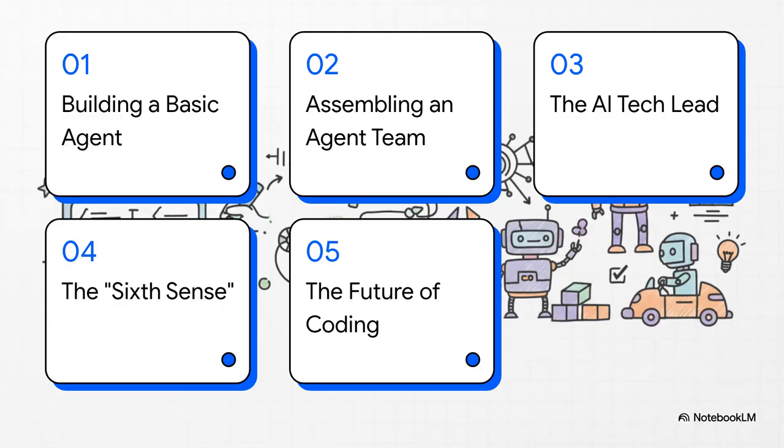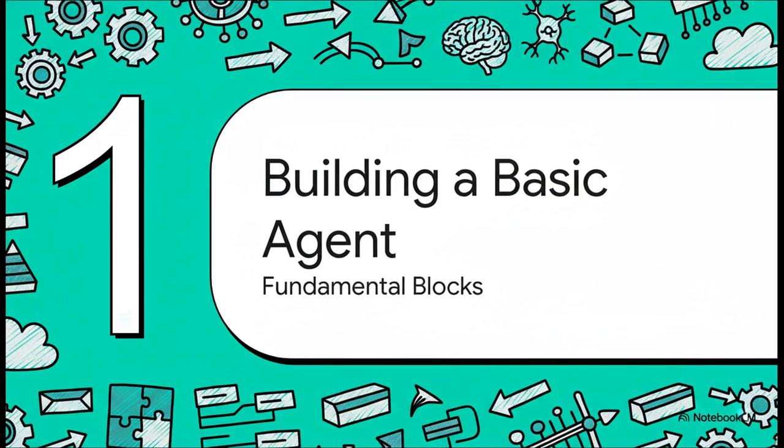Okay, so here's our roadmap for this explainer. We're going to start with the basics, building a simple agent from the ground up. Then we'll see what happens when we assemble a whole team of agents. And finally, we'll get into the really cool stuff, this cutting-edge sixth sense that lets these AIs see an entire code base in a way we've never seen before. All right, let's start at the very beginning. How do you actually create one of these agents?